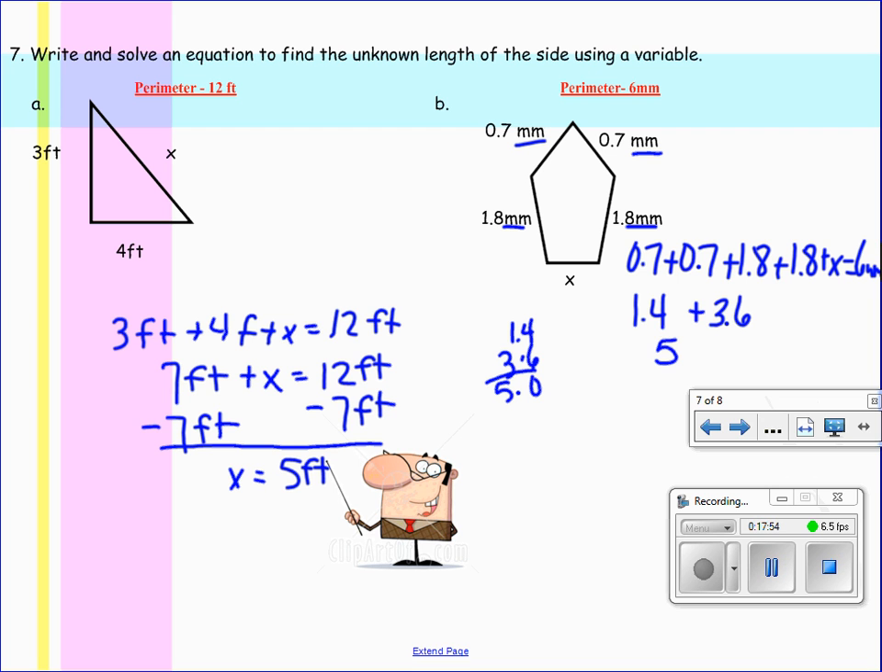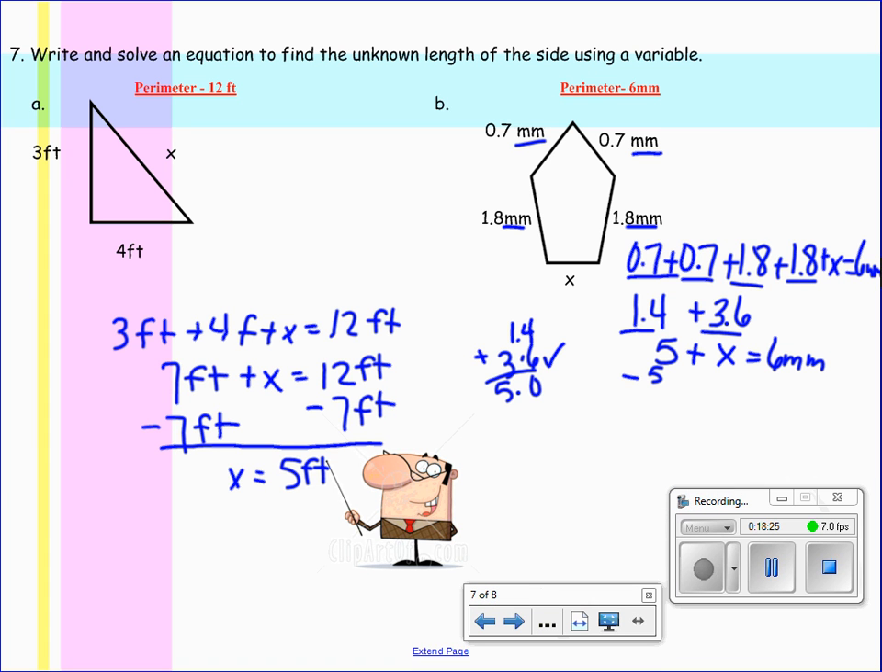So 5 plus x, we combine these two to get the 1 4/10. We combine these two to get the 3 6/10. Then we added those two and got 5. So we have 5 plus x is equal to 6 millimeters. We're still needing to solve for x. So we're going to subtract 5 from each side. X will be equal to 1 millimeter. So the missing measurement is 1 millimeter.